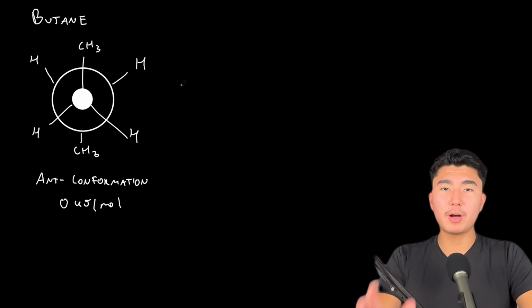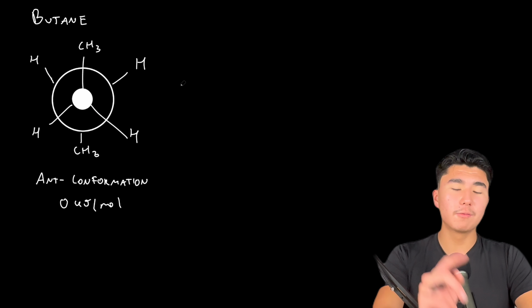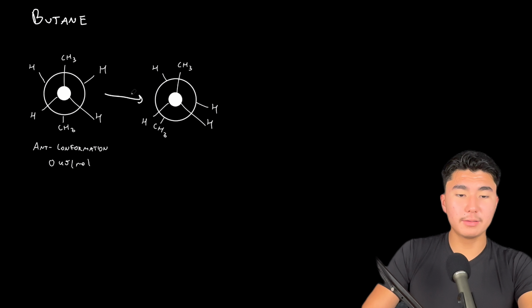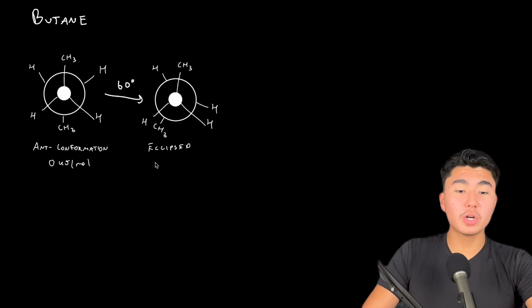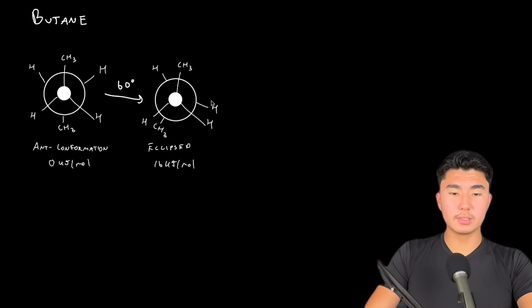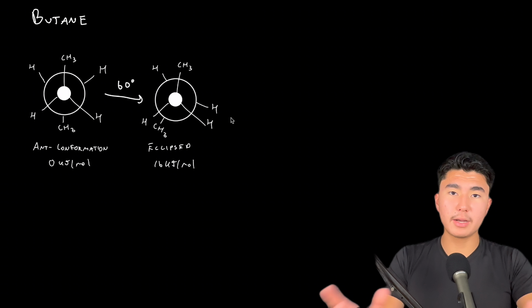So now I want you to pause this video and see if you can draw both the eclipsed conformations for butane. Our first eclipsed structure is going to be when we rotate our anti-conformation by 60 degrees. So this is what one of our eclipsed conformations is going to look like. And this is going to be 16 kilojoules per mole because there is some torsional strain over here with all those H and CH3 groups, and this HH over here is going to have some steric strain.